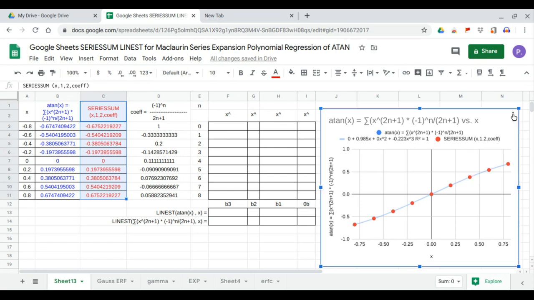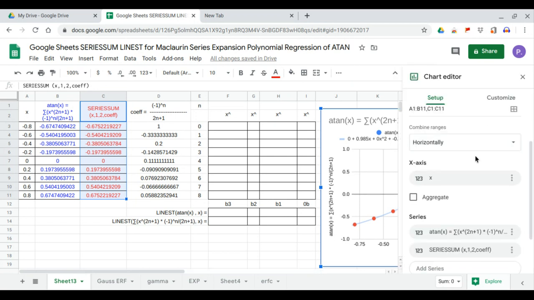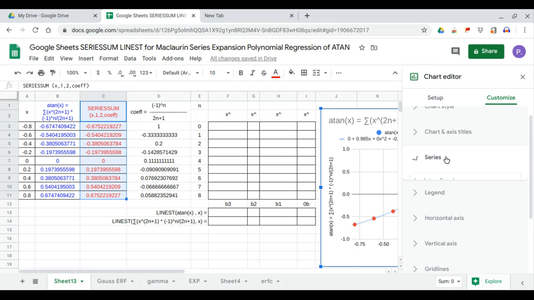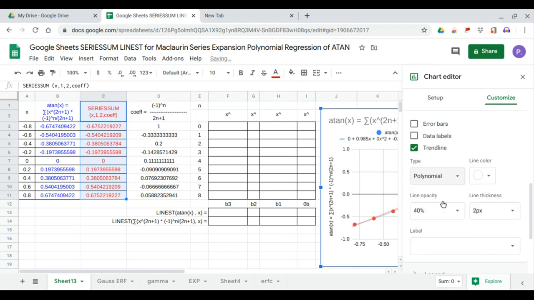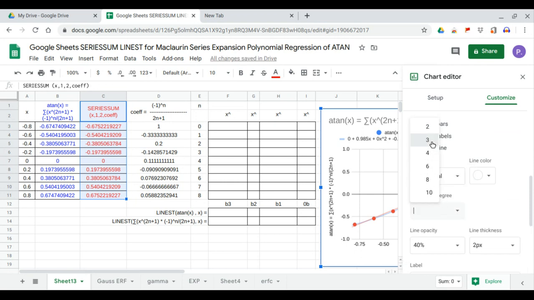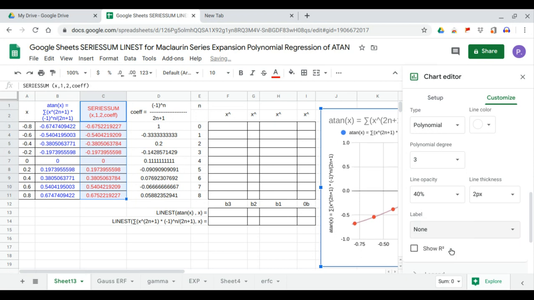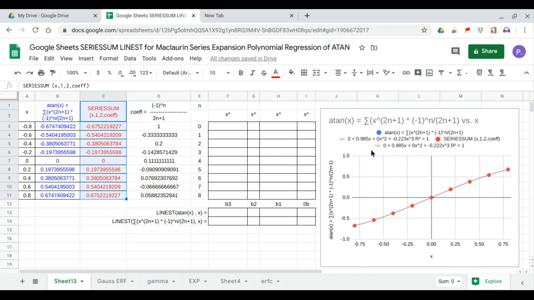We will also include the trend line equation to see if we get the same regression coefficients. We'll use the same polynomial, degree 3, and show the equation. Let's see if we get the same regression coefficient. Yes, we do. B0 is 0, B1 is 0.985, B2 is 0, and B3 is negative 0.222, and R squared for both is 1. We'll calculate this using LINEST.